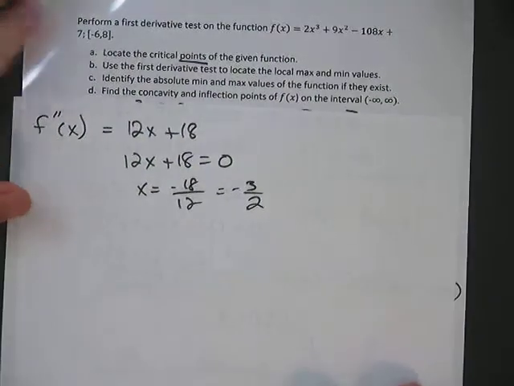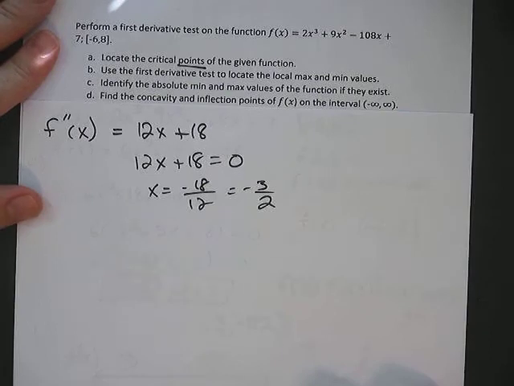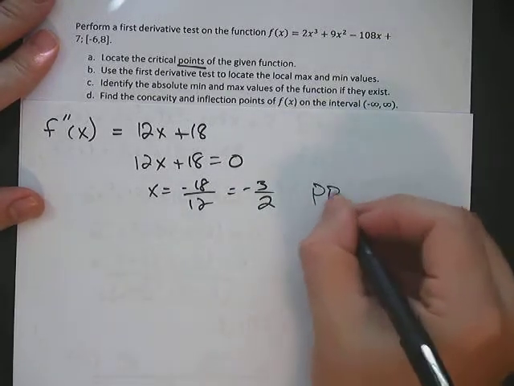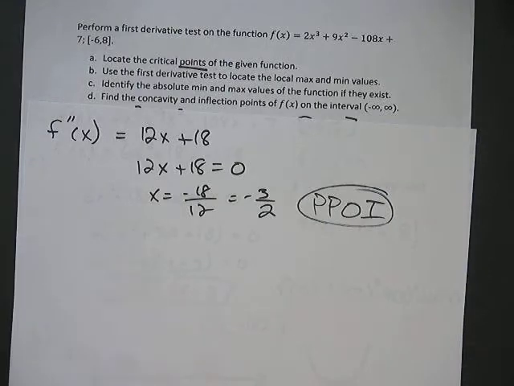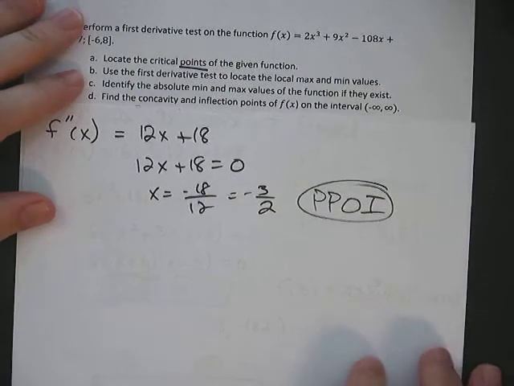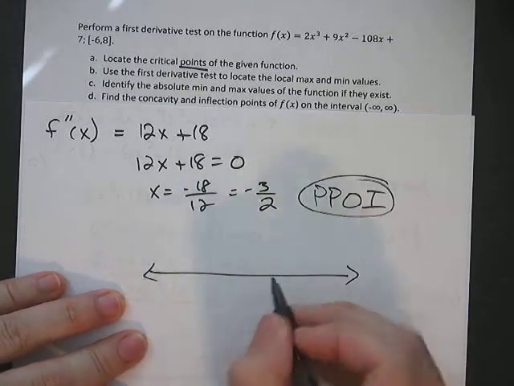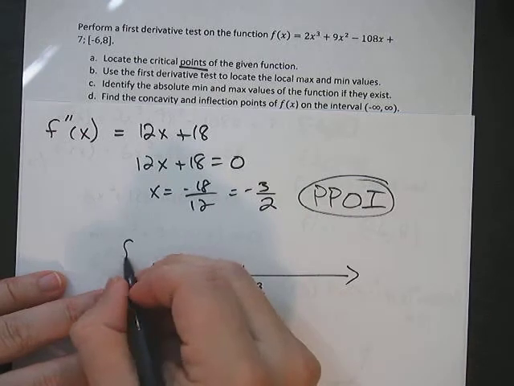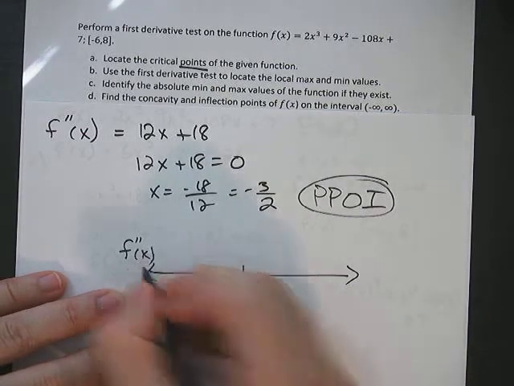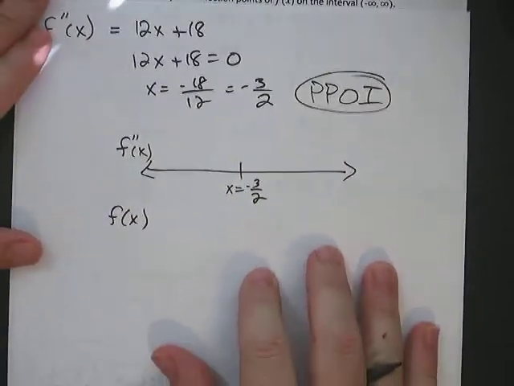Okay, so that tells us our possible point of inflection. This is a PPOI, possible point of inflection. It's not necessarily a point of inflection, just possibly. So to figure out if it is a point of inflection, again, we need to draw a number line, and we put x is equal to negative 3 over 2 in it. We're going to look at f double prime of x, and then we're going to say, what is f of x doing? Well, f double prime of x is doing something else.